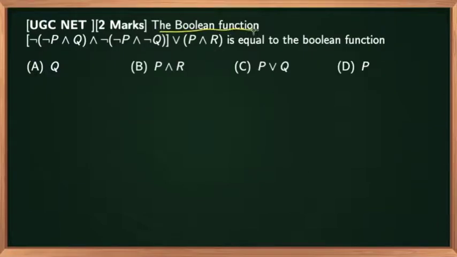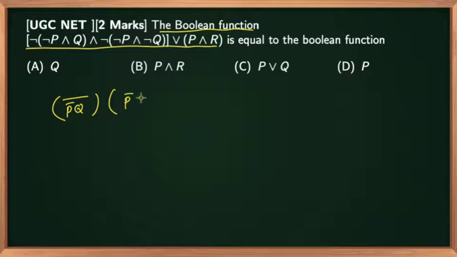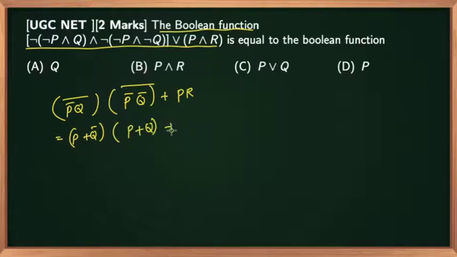The Boolean function, so we have a function here, is equal to the Boolean functions. So we have to basically simplify this. So we have (p bar q) all bar into (p bar q bar) whole bar plus PR. Now this one will be equal to (P plus Q bar) into (P plus Q) plus PR. So if you multiply, you will get P here, right?